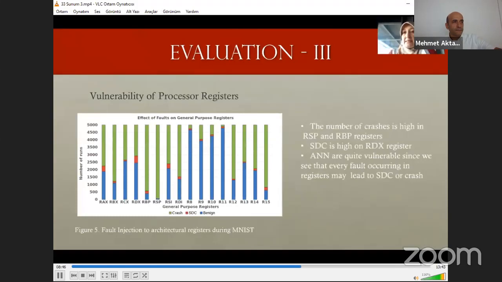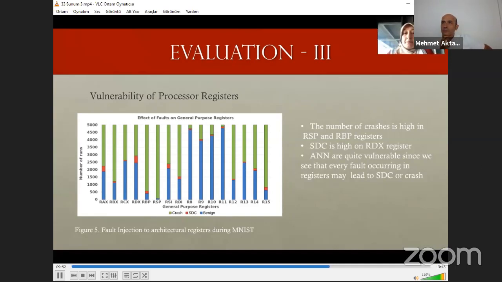Next, we evaluate the vulnerability of the application when we inject faults to the architectural registers. In the graph, the x-axis shows the name of the register and the y-axis shows the number of runs, meaning how many runs we have seen crashes or silent data corruptions. If the bar is blue, it means it's not vulnerable, but if we see greens and reds, it means those registers are vulnerable, specifically when we execute the MNIST application. And as we were expecting, the registers RBP and RSP are the most vulnerable registers for MNIST applications. It's because, for instance, RSP keeps the stack pointer, and if the stack pointer starts to point somewhere incorrect, the application would crash really easily.